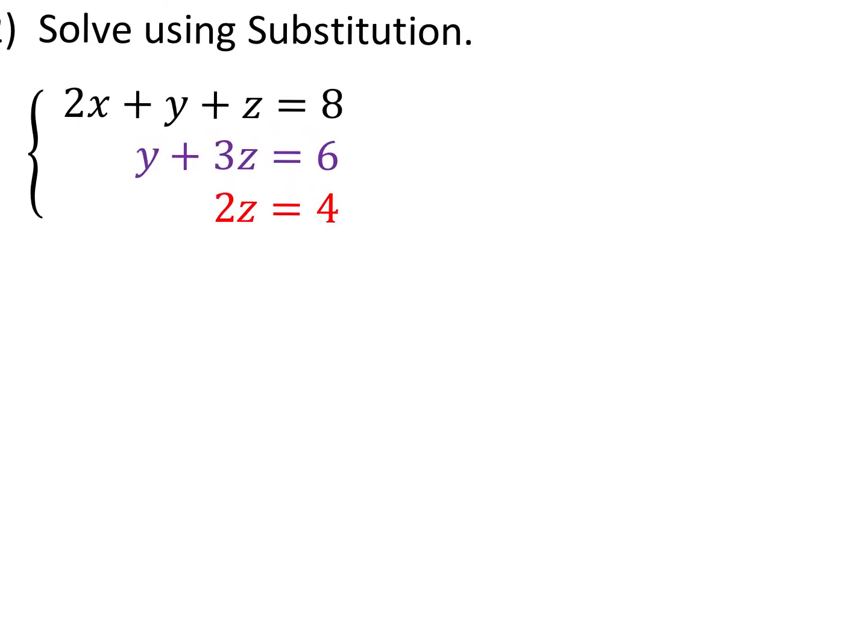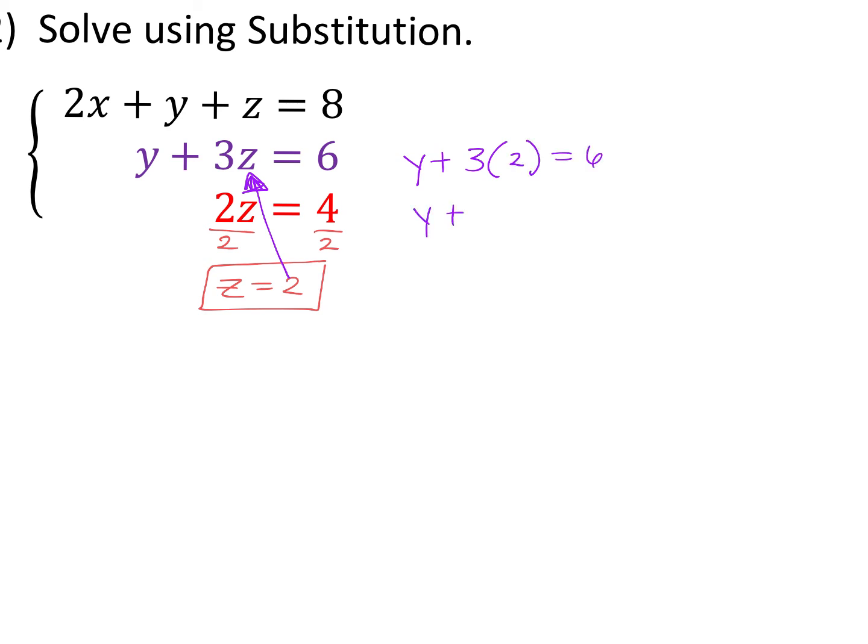What do you see here? We have one almost solved, right? We can solve for z real quick. So let's do that. We're going to divide by 2 and divide by 2, and z is 2. Isn't that nice? Okay, now that we know what z is, what do I do next? Plug it into the purple one. Solve for y. So it's going to be y plus 3 times 2 equals 6. So y plus 6 equals 6. Take away the 6. And y is 0.